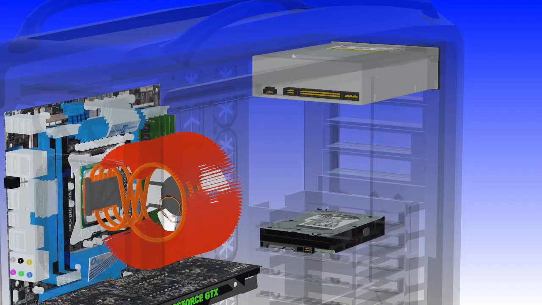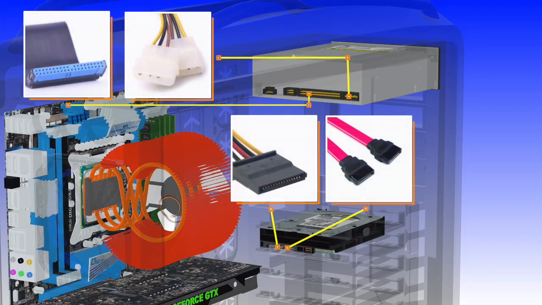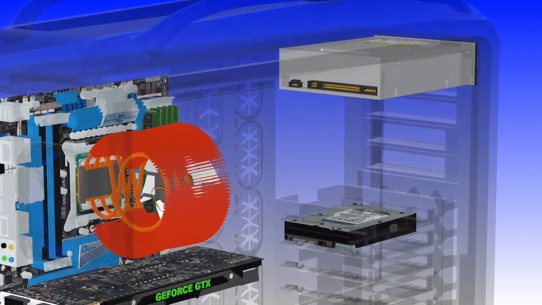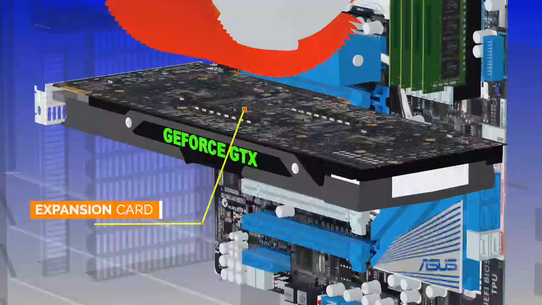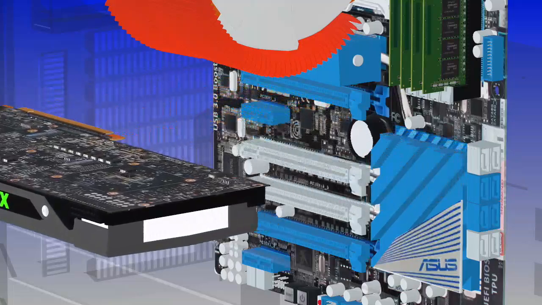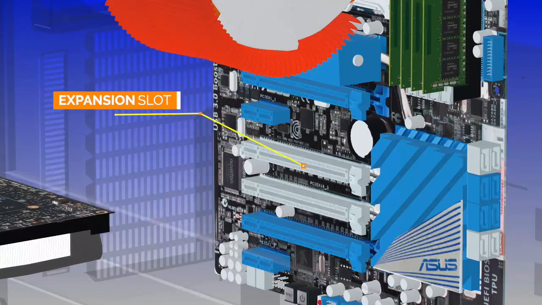Notice how both of these storage devices have two cables connected to them. One cable connects the device to the motherboard, the other connects the device to the power supply to provide power. The last component we'll look at is called an expansion card, which is the card sticking out of the motherboard right here. Expansion cards are inserted into a motherboard's expansion slots, these slots right here.